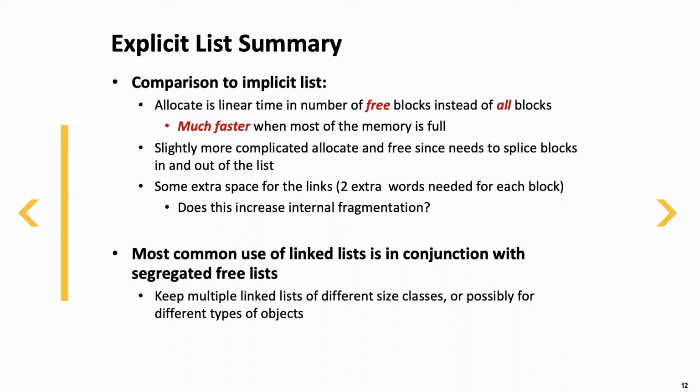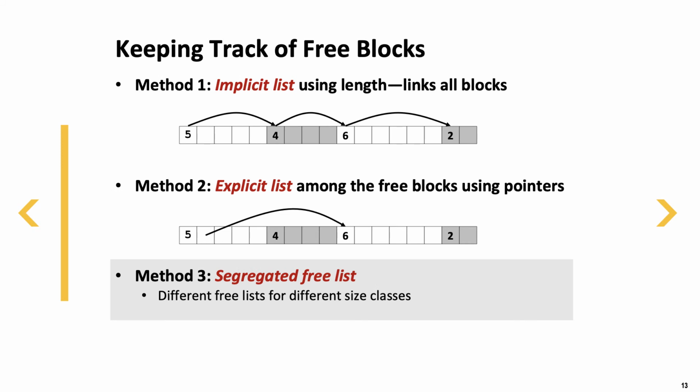Now, the most common use of linked lists is in conjunction with segregated free lists. So what we can do now is expand on this explicit linked list idea and keep multiple linked lists of different size classes, or maybe even for different types of objects, and that gets us into our third option here, which is the segregated free list.